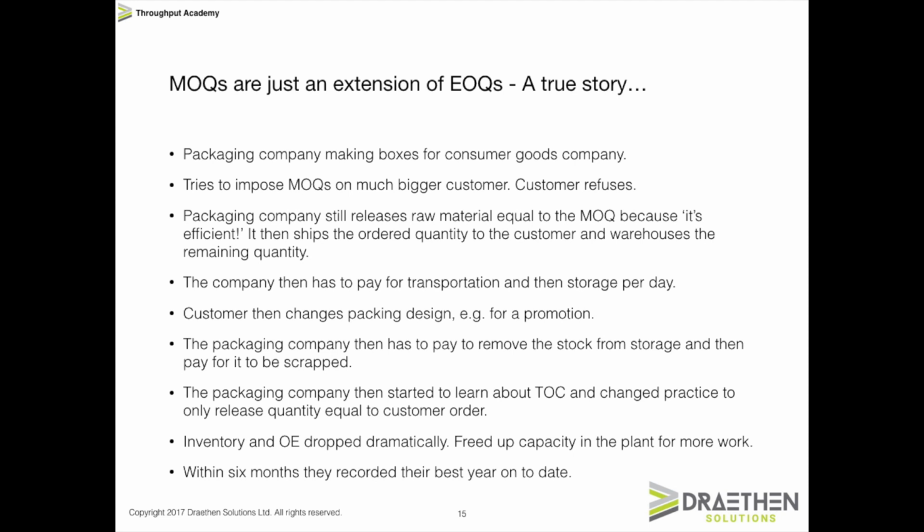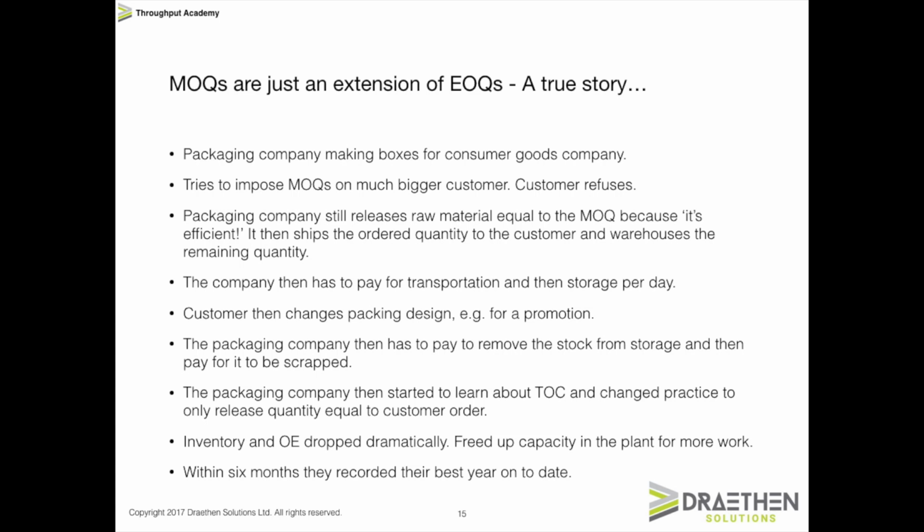How your customer responds to your MOQs really depends on the specifics of the situation, but let me just tell you a little story from real life experience. I used to work with a packaging company that made boxes for consumer goods, so they were corrugated card with a printed outside which was colourful and bright and helped with point of sale promotion. This company tried to impose on its customers a minimum order quantity of about 3,000 units, and the customer was much bigger than them and accounted for a very large portion of their work, and they just turned around and said no. They said, no, we're not doing that. We need 1,000 units, take it or leave it.